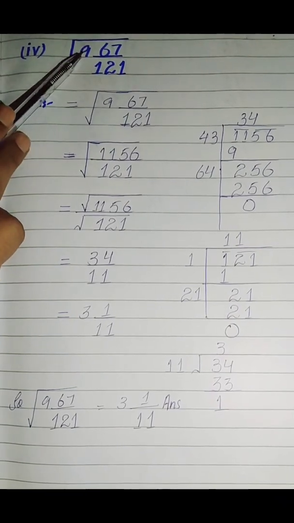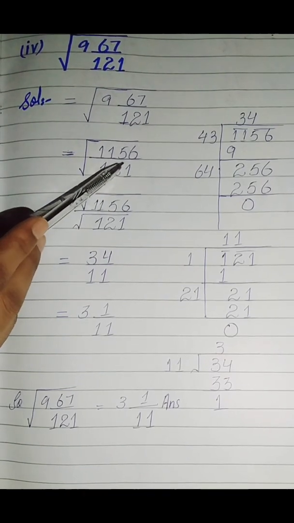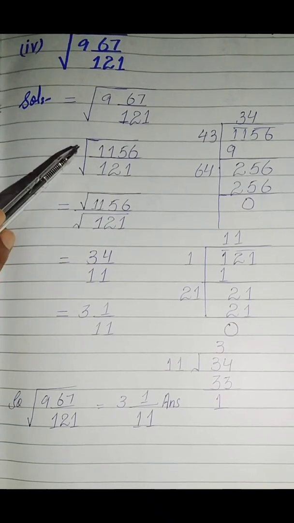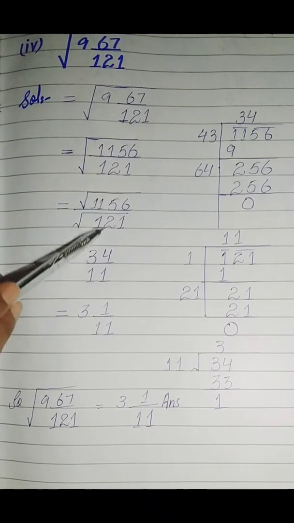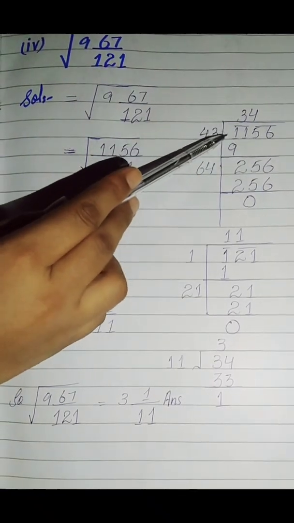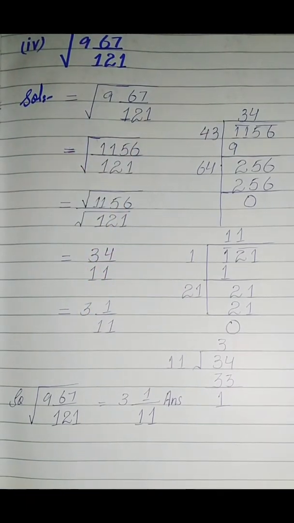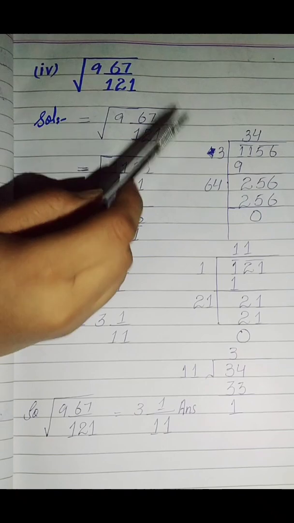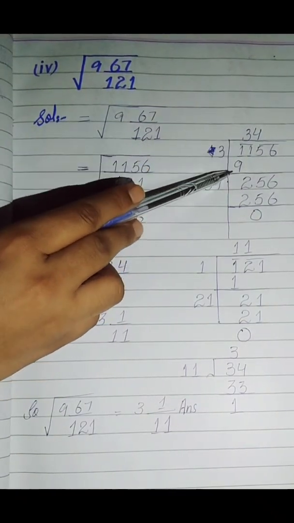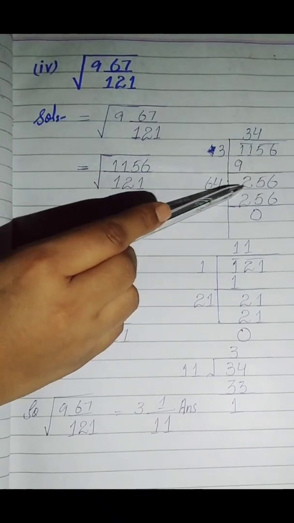121 multiply with 9 and 67 is added, we have 1156 divided by 121. Now we take square root of both numerator and denominator. 1156, firstly we make pairs, and then we get a value as well as quotient and divisor. Now we get 3 as quotient and divisor. 3 3s are 9. Subtract 9 from 11, we have 2. Bring down the pair 56, we have 256.